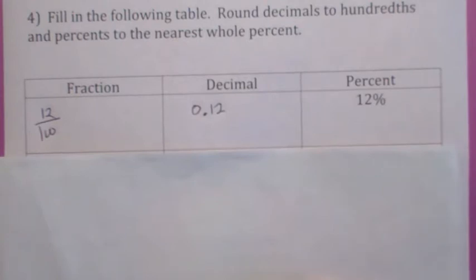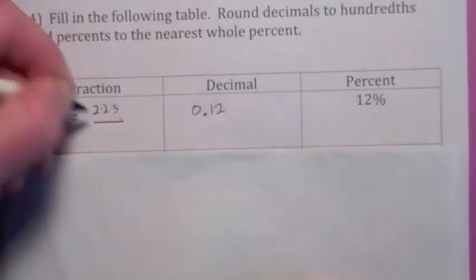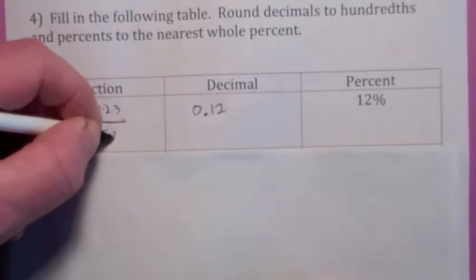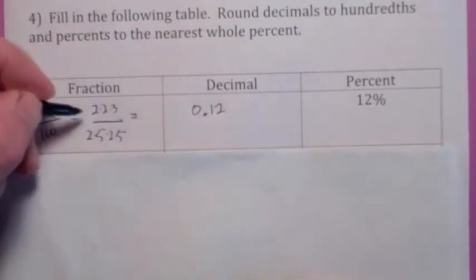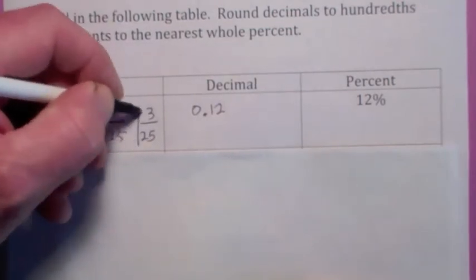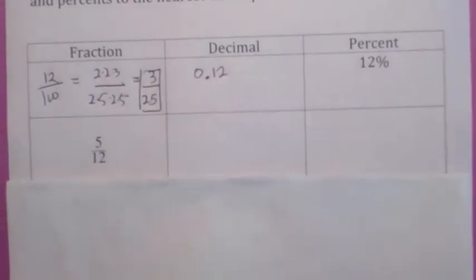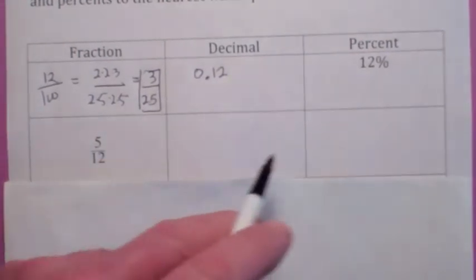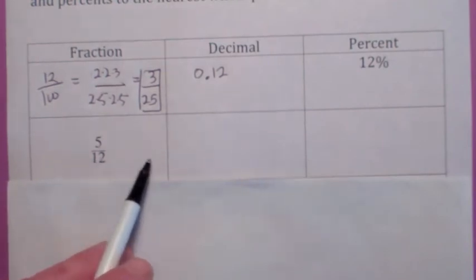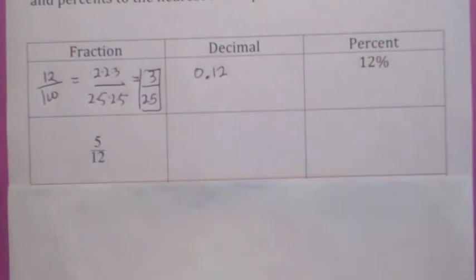12 over 100, if you factor this, you get 2 times 2 times 3 over 2 times 5 times 2 times 5. When you cancel the 2's, I believe you get 3 over 25. You can check me on that one. Now going the other way, let's say you want to go from a fraction to a percent. Again, you're going to use long division to go to a decimal, and then once you get the decimal, you just move the decimal place over.